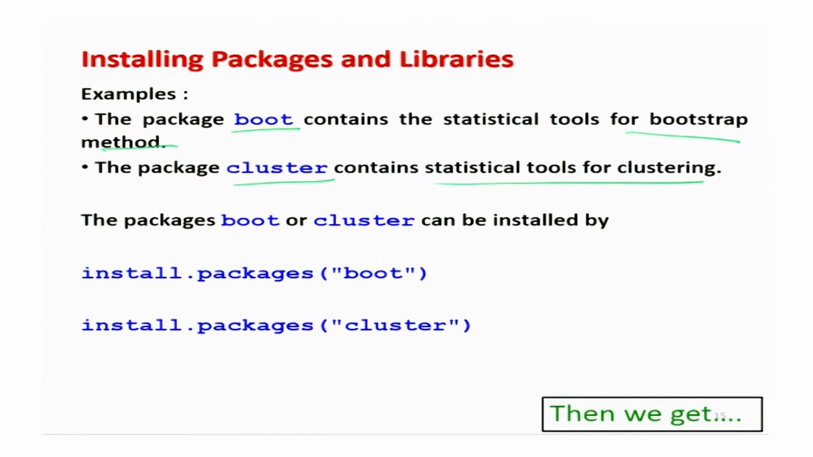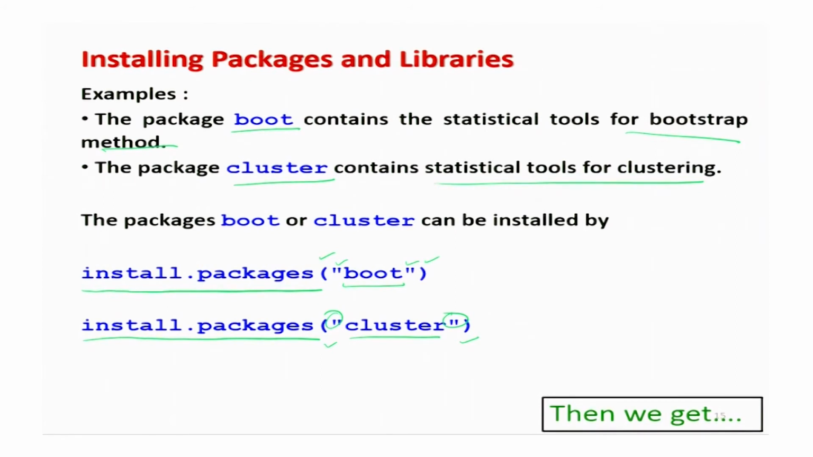So, suppose I want to install the package boot. I have to simply type install.packages, and within the parenthesis, within double quotes, I have to write the name of the package, boot, BOOT. Or similarly, if I want to install the package cluster, I have to type install.packages within the parenthesis, and within double quotes you write the name cluster, CLUSTER. Then you will see what happens.